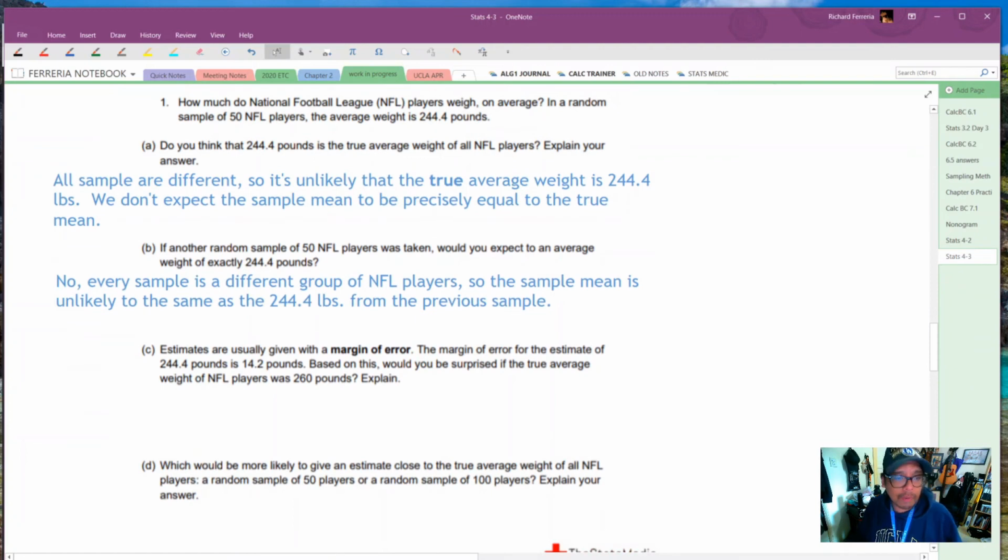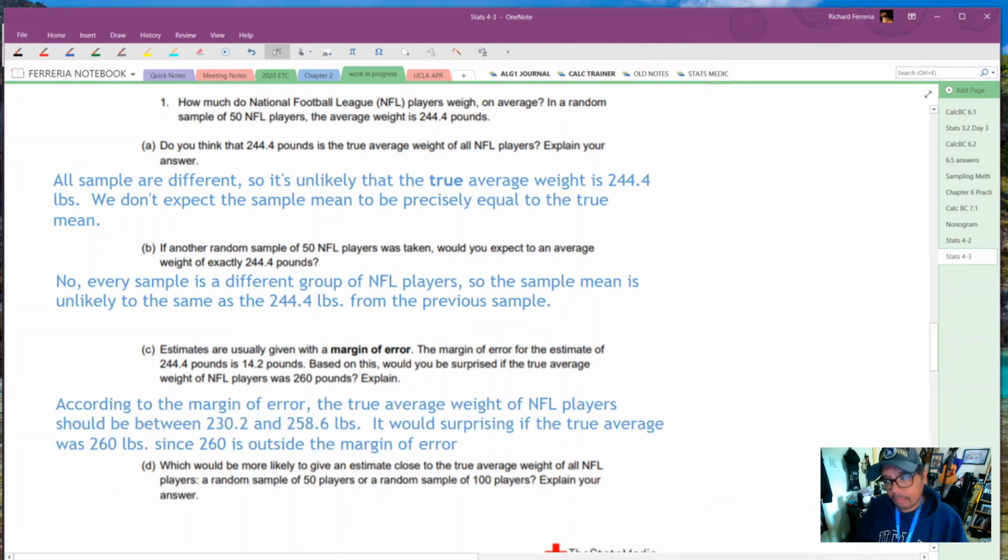Estimates are usually given with a margin of error. The margin of error for the estimate of 244.4 pounds is 14.2 pounds. Based on this, would you be surprised if the true average weight was 260 pounds? If we accept that margin of error to be true, then the true average weight of NFL players should be between 230.2 and 258.6 pounds.